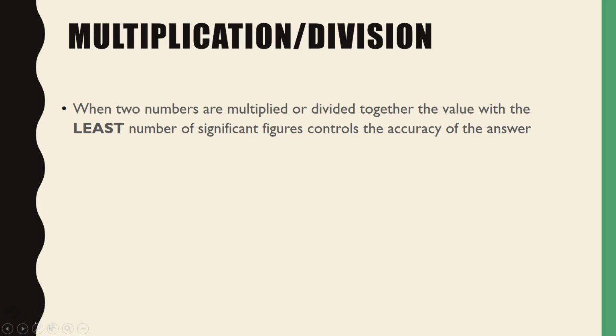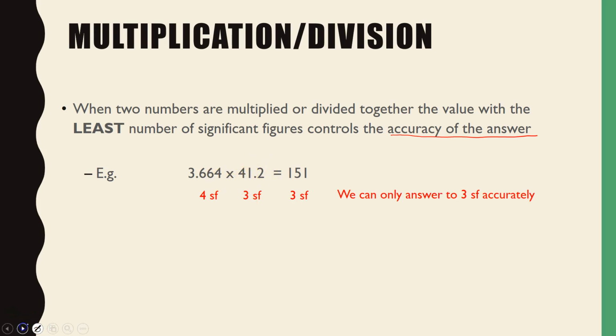Now I'd like to go through multiplication and division of significant figures. So if you're multiplying or dividing a particular number in a question and it's asking you to report in significant figures, then you follow these principles we're going to explain now. When you multiply a number, for example, let's say 3.664 by 41.2, the least number of significant figures will determine the accuracy of your answer. So that means we have 4 significant figures here, we have 3 significant figures, therefore our answer can only be to 3 significant figures and be accurate. We can't go higher because the least number of accuracy is 3 significant figures.